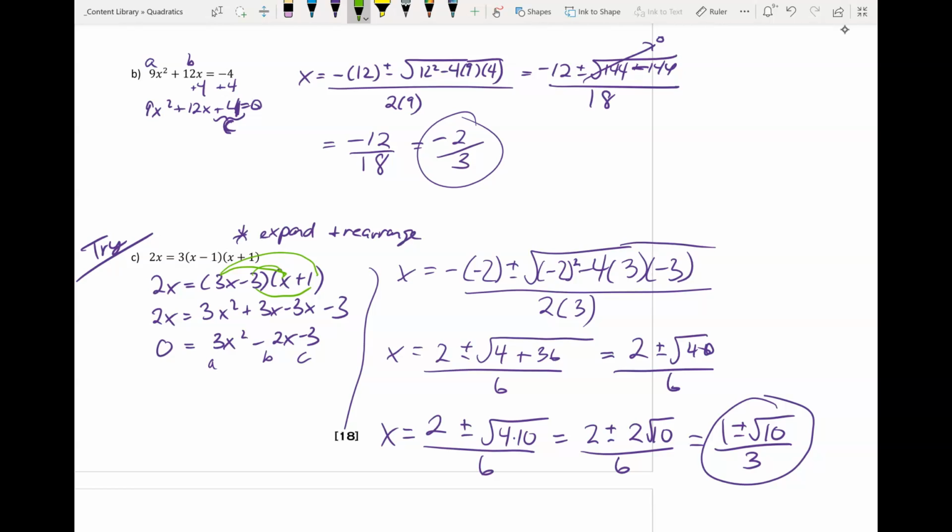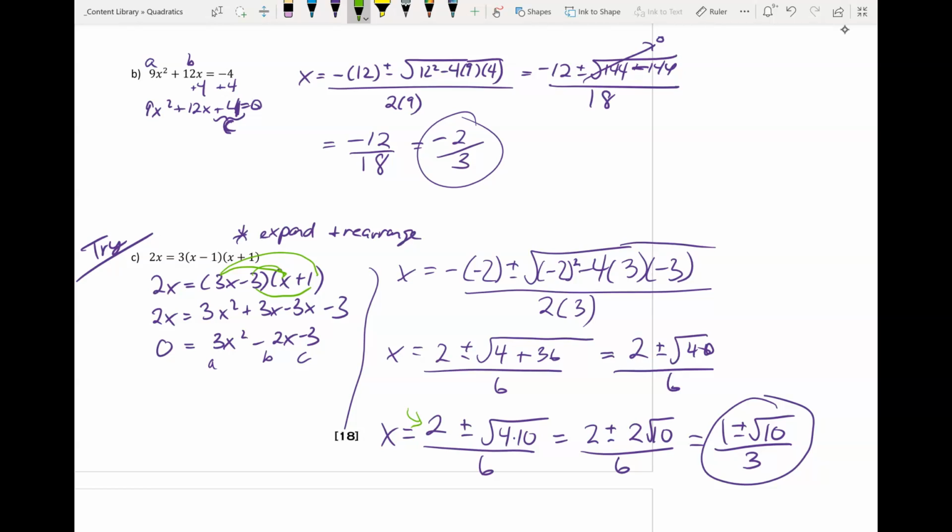Now we can go ahead and plug this into the quadratic formula. Your a is 3, your b is negative 2, and your c is negative 3. And then you plug it into your formula. You're going to simplify it. And then the tricky part is when you get to over here. You can leave your answer like this if you wish, but it's not in the simplest form.